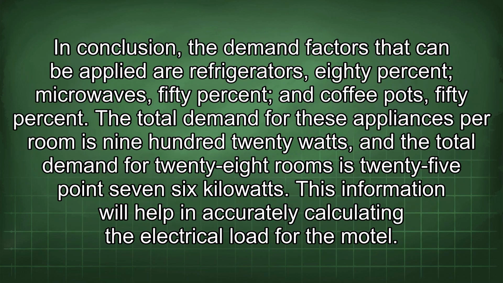In conclusion, the demand factors that can be applied are refrigerators, 80%, microwaves, 50%, and coffee pots, 50%. The total demand for these appliances per room is 920 watts, and the total demand for 28 rooms is 25.76 kilowatts. This information will help in accurately calculating the electrical load for the motel.